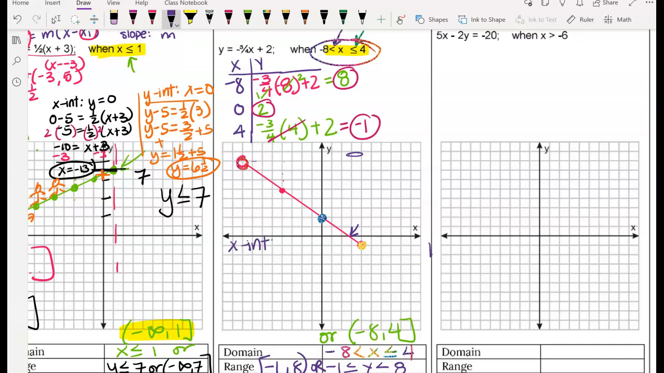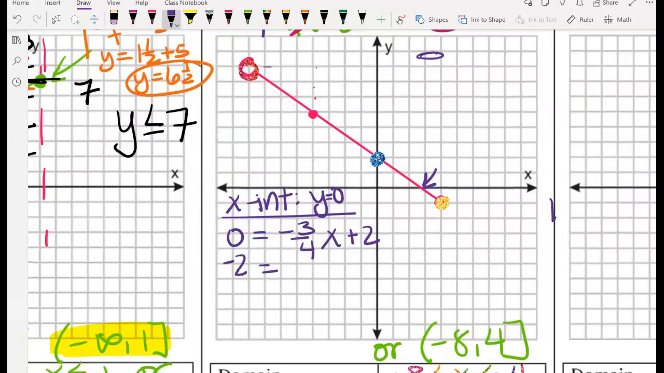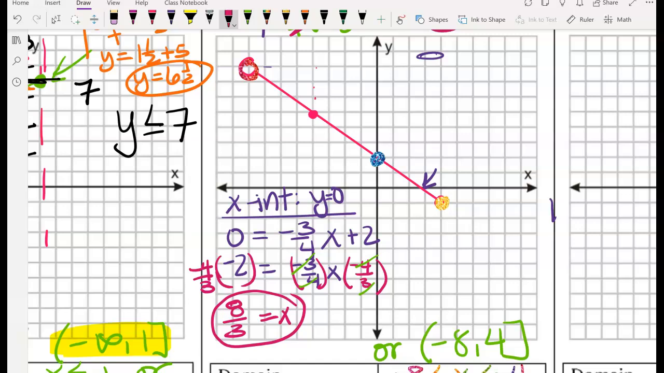X-intercept, y has to be 0. So 0 equals negative 3/4x plus 2. Minus 2 from both sides, so it's going to be negative 2 equals negative 3/4x. We are now going to multiply both sides by its reciprocal, which is negative 4/3. This allows us to cancel. But what you do to one side, you have to do to the other. So negative 4 times negative 2 is positive 8/3 equals x.